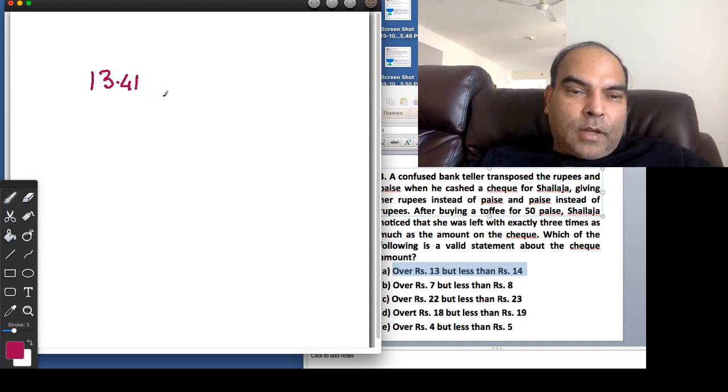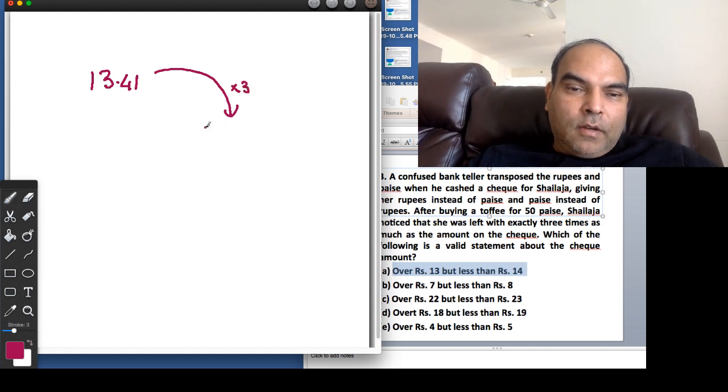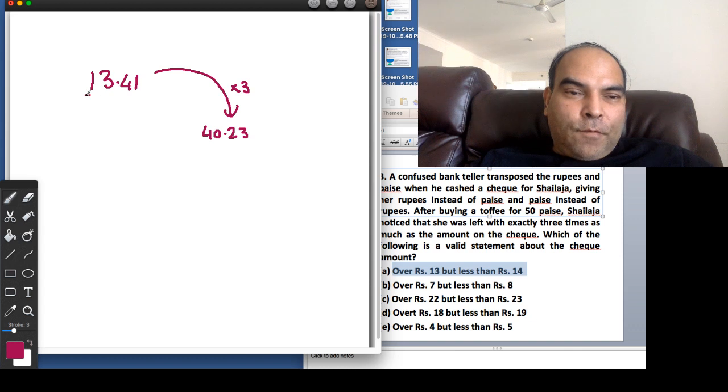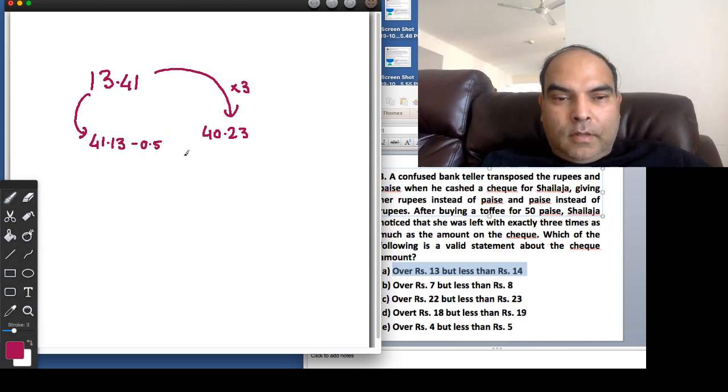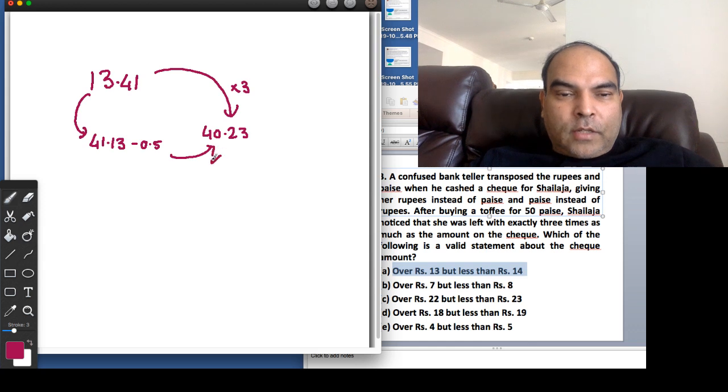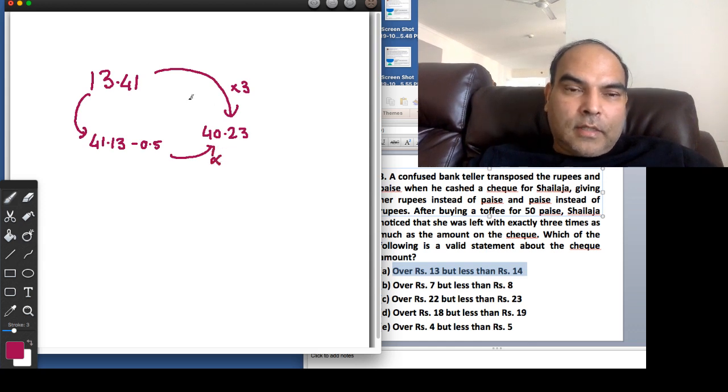So you'll have to check for the number 13.41. If you use the into 3 for 13.41, it becomes 40.23. If you go the opposite method, the other method, 13.41 becomes 41.13. Then you subtract 50 paise. And does it become 40.23? It does not. And hence the correct answer is not 13.41.